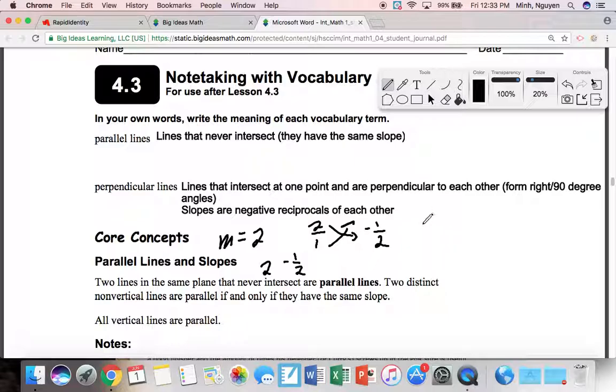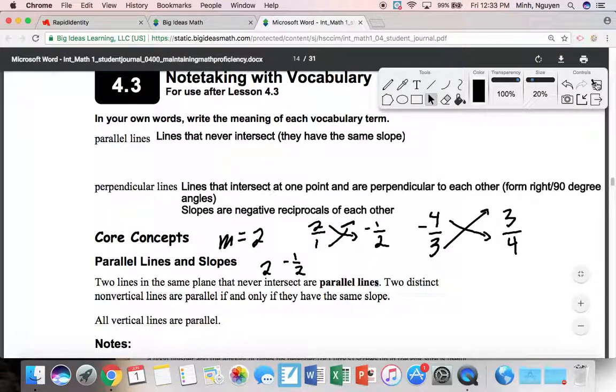Another example might be, let's say I started out with negative 4 over 3 as my original slope. The negative reciprocal would be, well, it goes from negative to positive, and 3 over 4. So essentially you write a fraction, you change the sign, whatever the sign is, it doesn't matter what it is. If it's negative, it becomes positive. If it's already positive, it becomes negative. And then the fraction just switches. So that's how you find negative reciprocals.